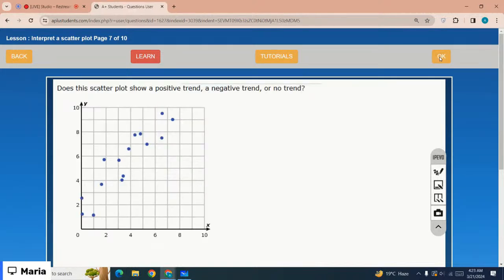Does this scatter plot show a positive trend, a negative trend, or no trend? So which is the correct option? The correct option is positive trend. It is right.